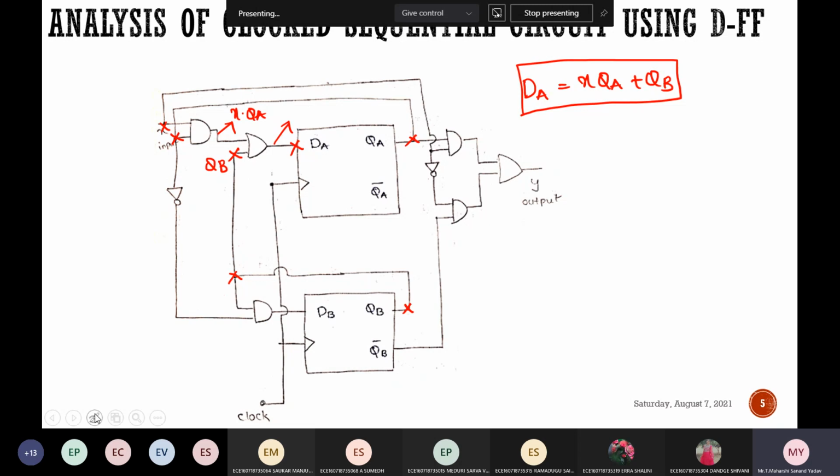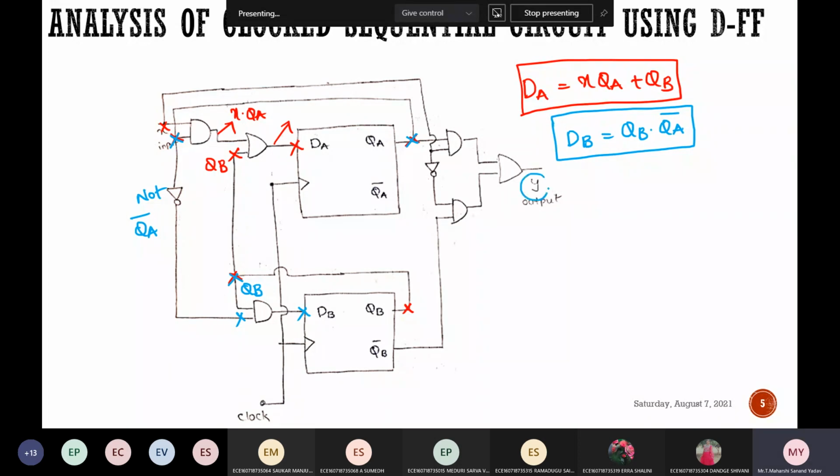Next, similarly, tell me for DB also. So here, if you observe, QB is connected here. And what about this one? QA is passing via this line through this NOT gate and it is being applied here. So this becomes QA bar. So can I write DB as QB dot QA bar? Is it correct? Please tell me. DB is QB dot QA bar. Done.